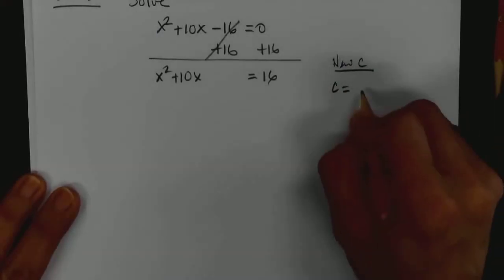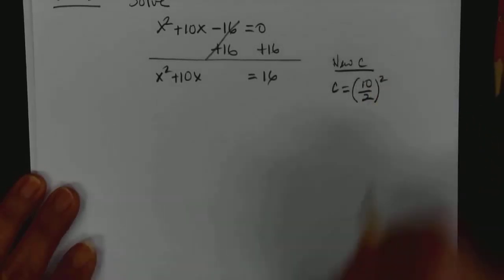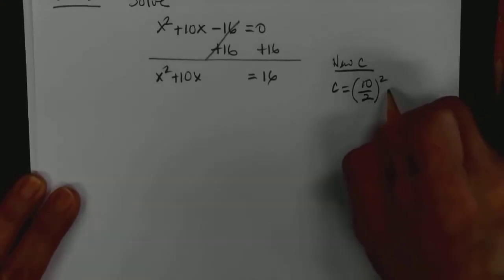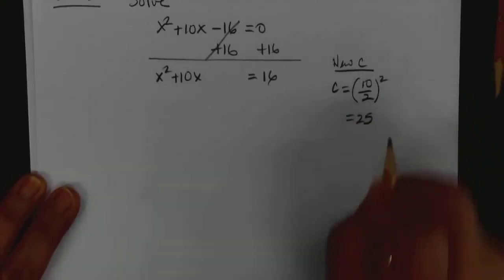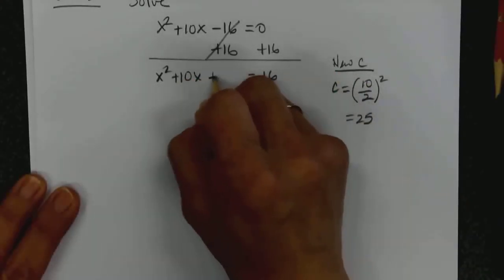The new C is half the B, which is 10 over 2, squared. What's 10 divided by 2? 5. 5 squared is 25. So there's my new C. We add it to both sides.